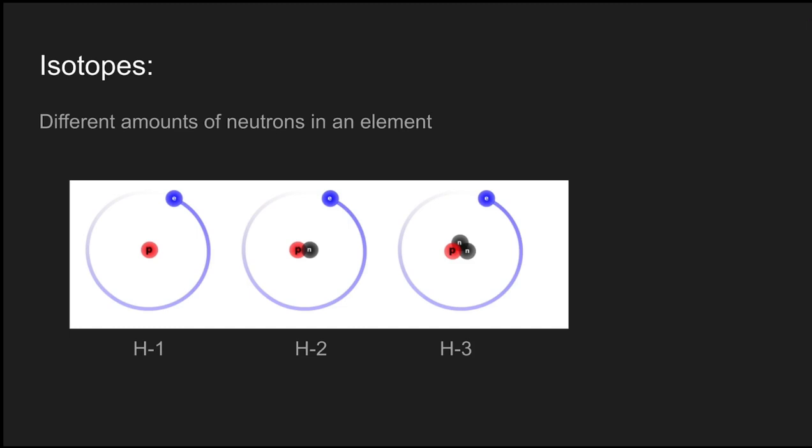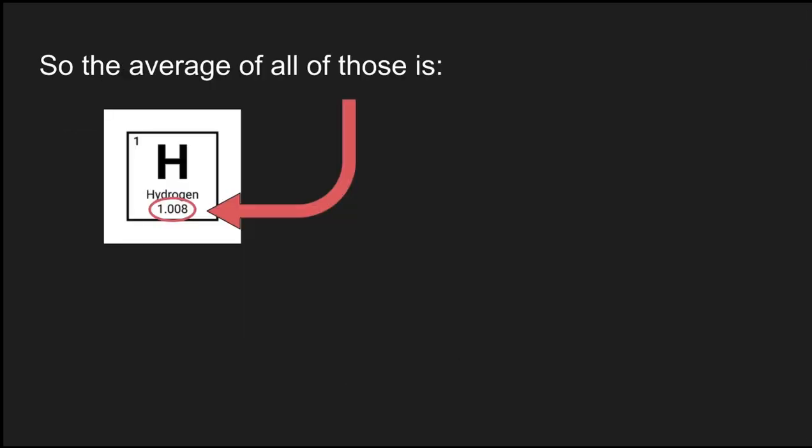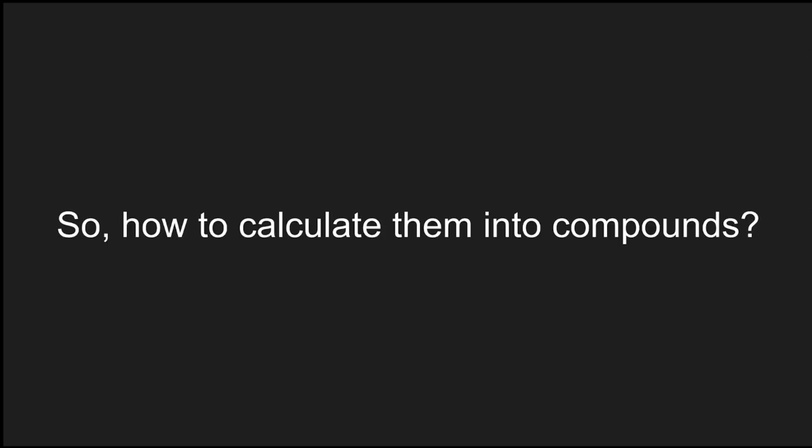But in hydrogen's case, the number of hydrogen 1s, which means there's just the 1 proton, is a substantial amount more than everything else, which means that the average of the numbers will be closer to 1 rather than anything else. Alright, cool, but how do we calculate them into compounds?